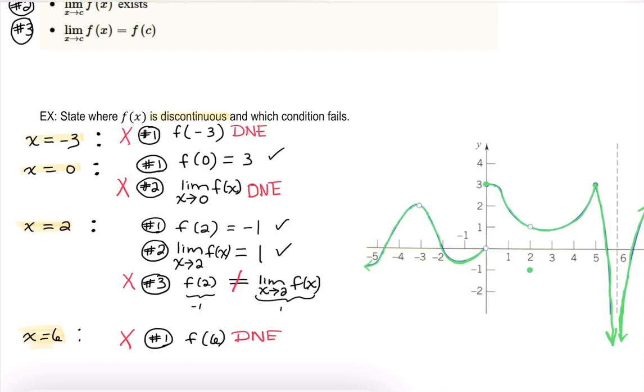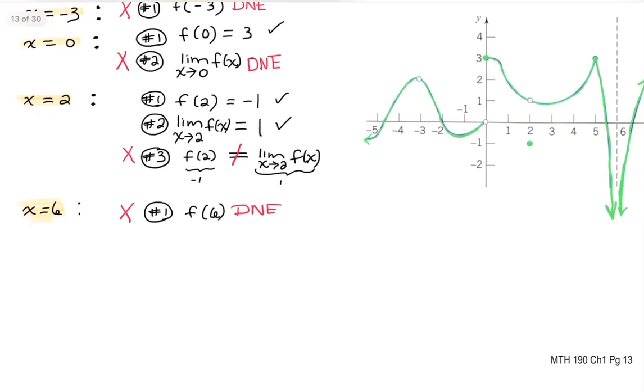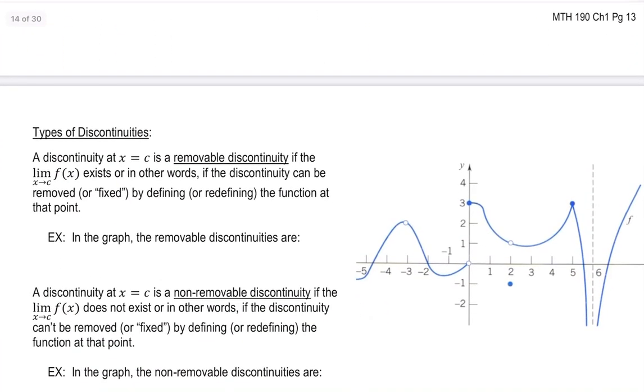So we have all these different types of discontinuities, and what we want to be able to do is categorize them in a couple of different ways. So we're going to define these two concepts, and then we'll come back and look at some more examples next time. A removable discontinuity is a discontinuity that can be removed, or fixed, by defining or redefining the function at that one point.